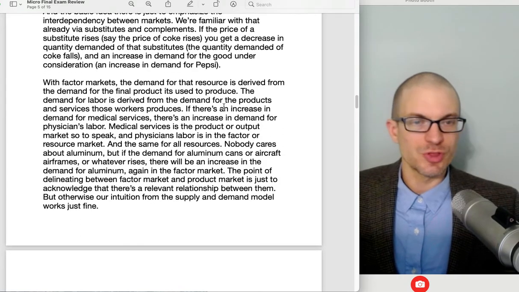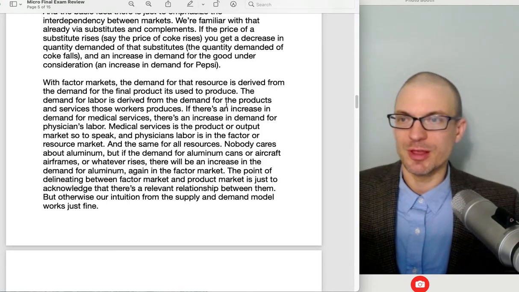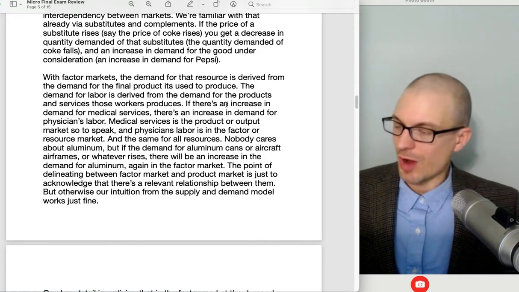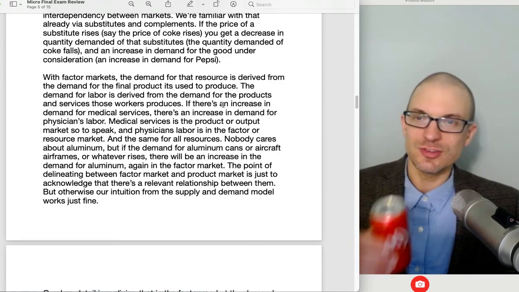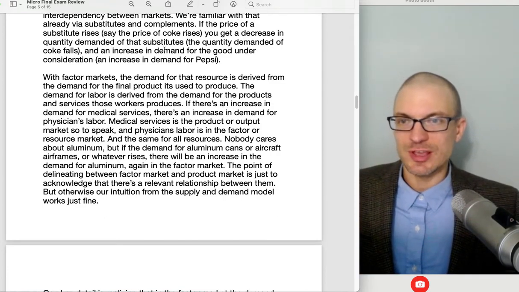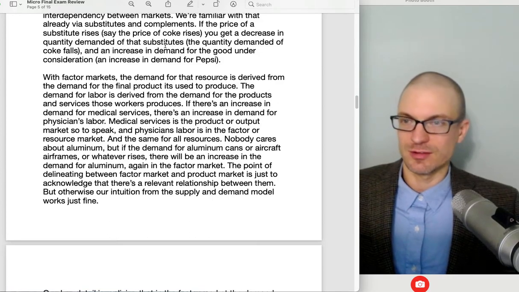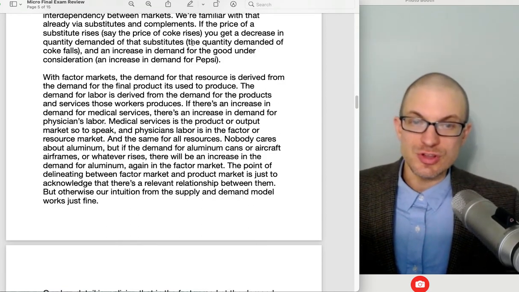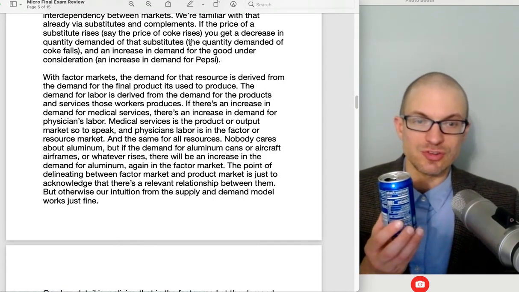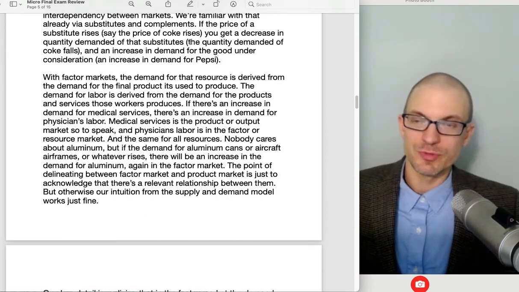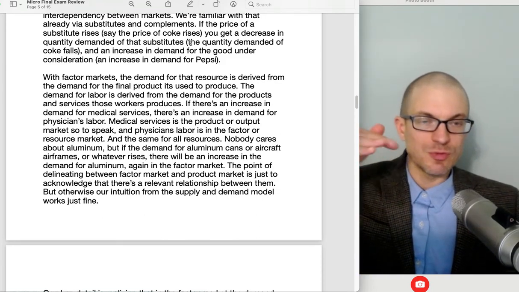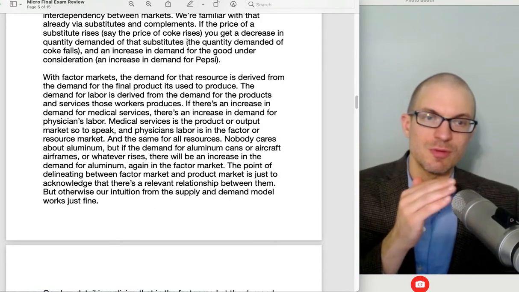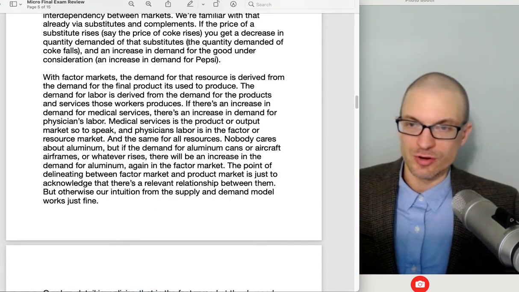We're familiar with this already through substitutes and complements, right? So if the price of a substitute rises, say the price of Coke rises, then you'd get a decrease in the quantity demanded of Coke, and you get an increase in the demand for the good under consideration. You get an increase in demand for Pepsi. So the price of a substitute rises, you buy less of that substitute, you increase your demand for whatever was the good under consideration.